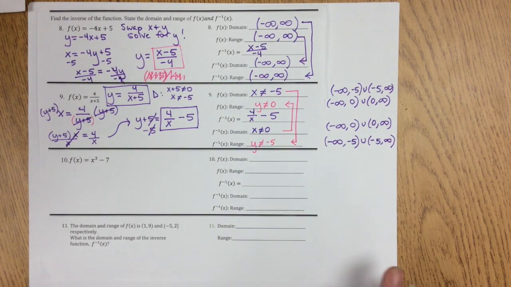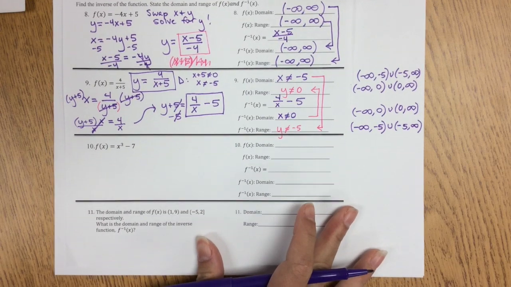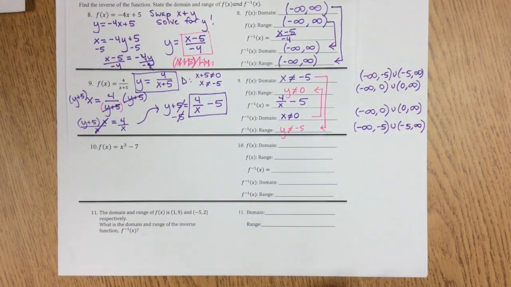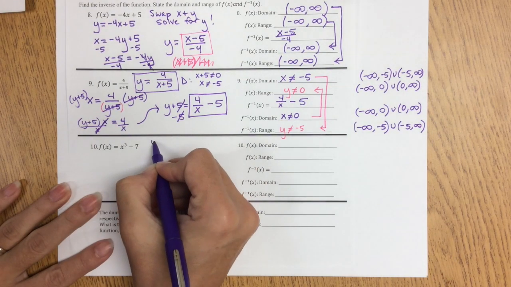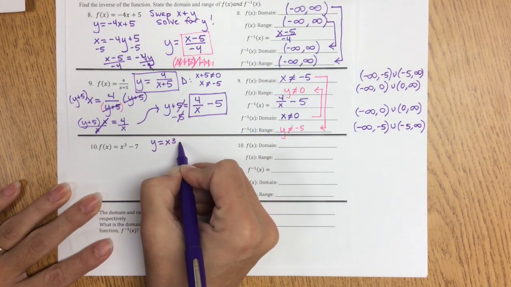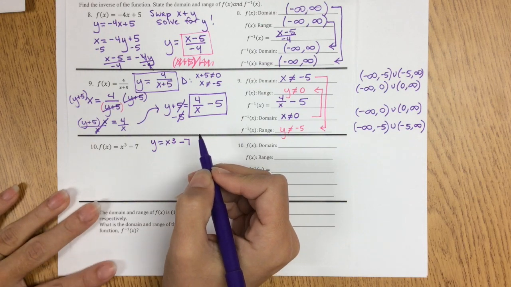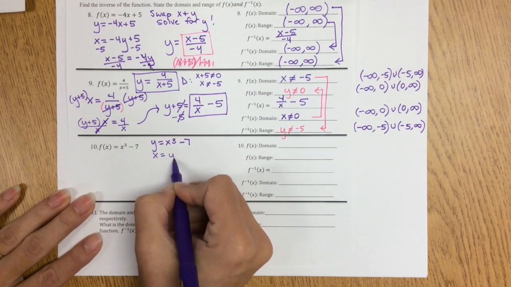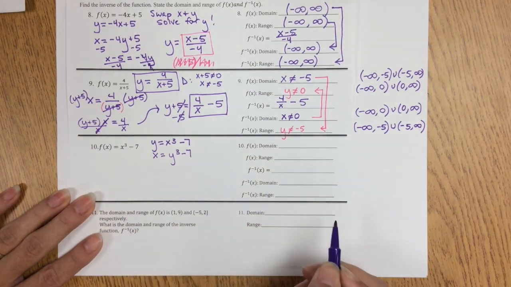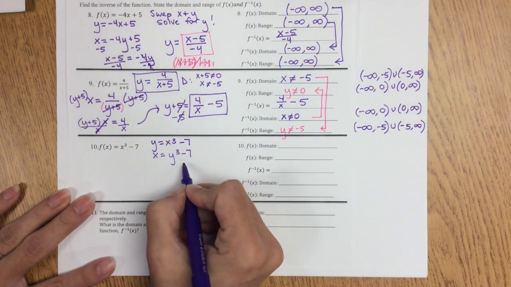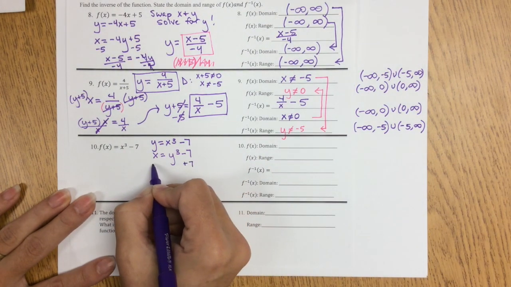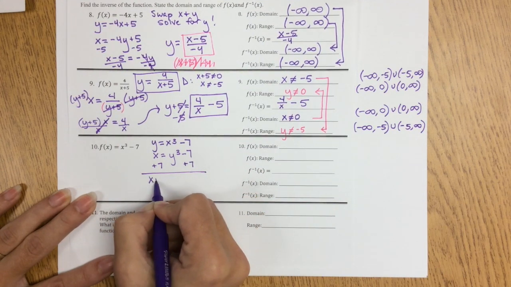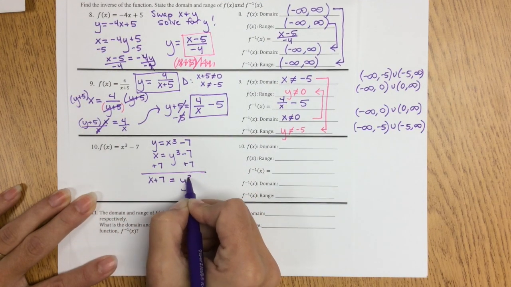Okay, one last problem, and that's number 10. Well, actually, there's 2 problems, but number 11 is hopefully going to be quick and easy. So number 10, all right, here we go. Step 1, y equals x cubed minus 7. First, we are going to swap our x and y. So we're going to say x equals y cubed minus 7. We're going to solve for y. So add 7 to both sides. So we have x plus 7 equals y cubed.